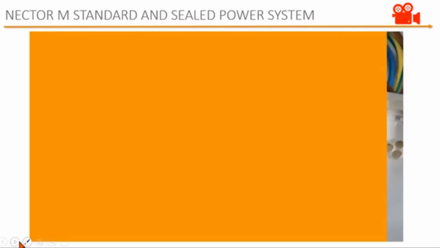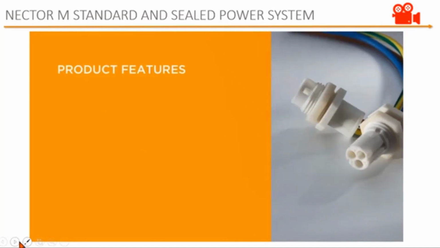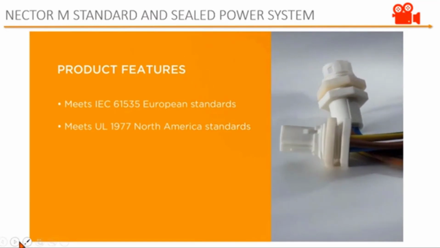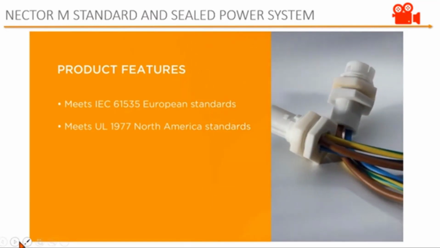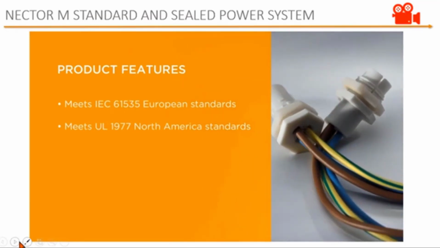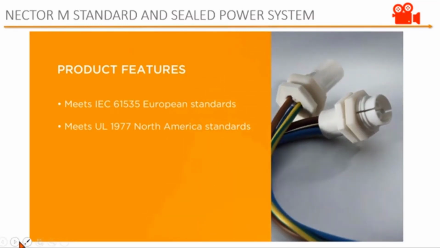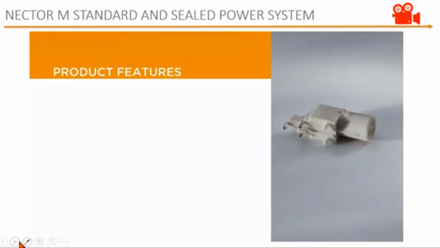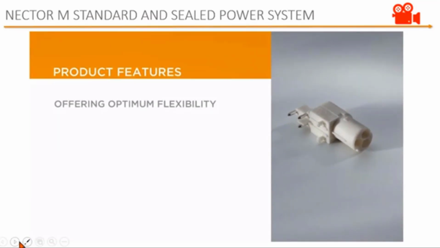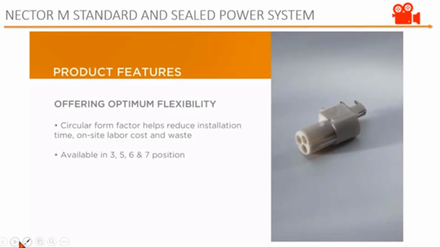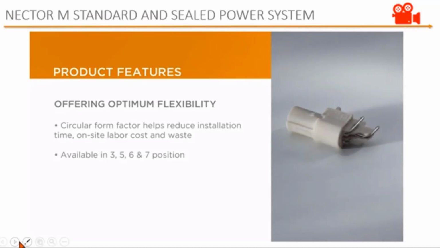The system is a global platform, meeting both IEC 61535 European standards for permanent electrical installations in the construction industry and UL 1977 North America standards for use in data, signal control, and power applications. Compared to rectangular connectors, Nectar M products have a circular form factor that takes up less space and simplifies routing during installation. We offer these connectors in 3, 5, 6, and 7 positions to address power, data, and control requirements.